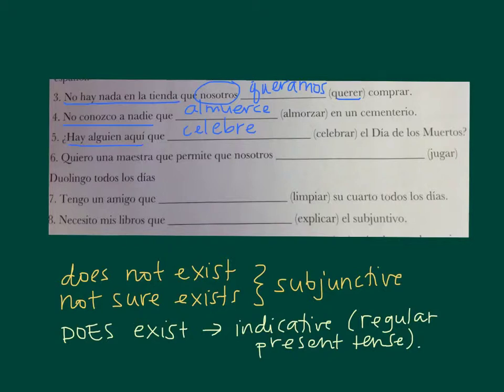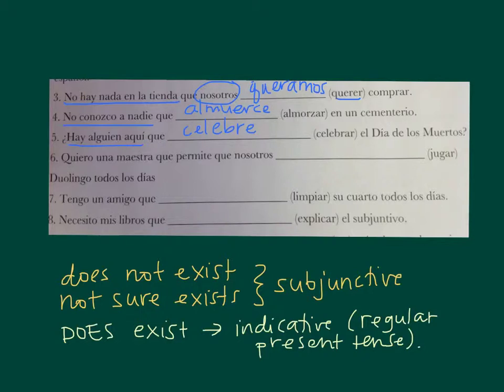For the next one, quiero una maestra. Okay, I want a teacher that lets us jugar Duolingo todos los días. Okay? So, do I have this teacher yet? No. Okay? She doesn't exist for me yet. Okay? She is not reality yet. So I'm going to use subjuntivo.